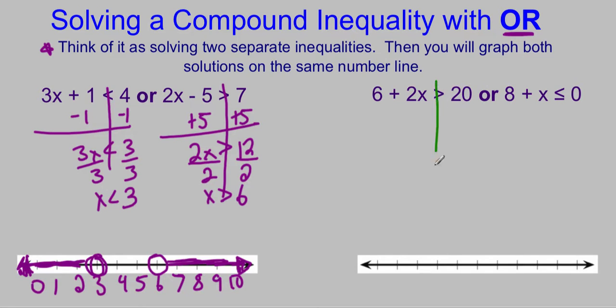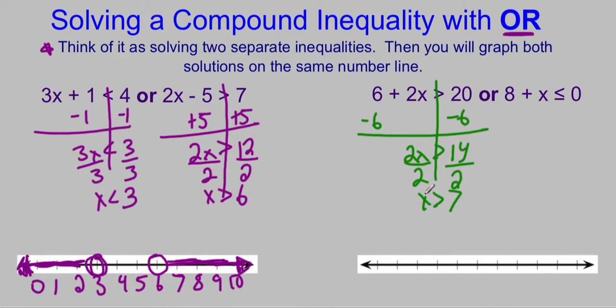Let's try another one here. Same idea. Solve each inequality separately. So I know that x is greater than 7, or I'm going to subtract 8 from both sides, or add a -8 if that helps. So x is less than or equal to -8. Remember, by adding or subtracting a negative, that doesn't flip my inequality, it stays the same. So now I need to graph it. I want x to be greater than 7 or x to be less than or equal to -8.